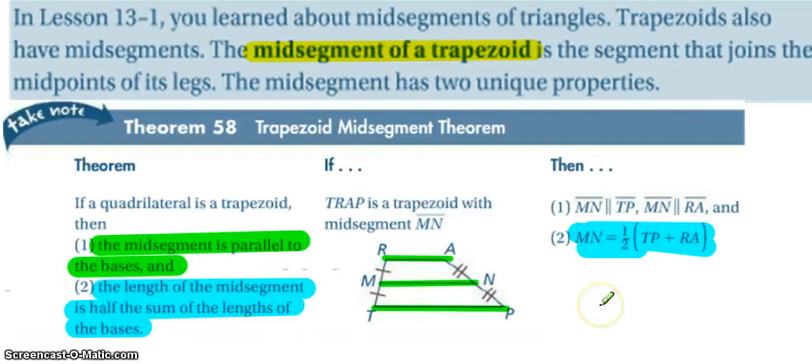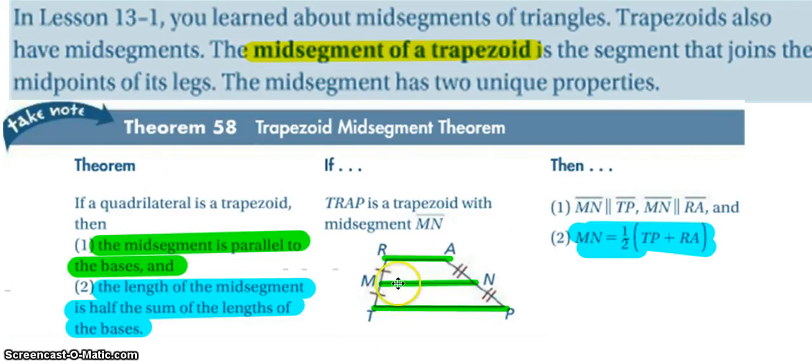So topic 13, we talked about mid-segments of triangles. Now we're going to talk about mid-segments of trapezoids. So in a trapezoid, we have a mid-segment here. So M is the midpoint of RT and N is the midpoint of AP, creating these congruent segments. And what I see is this creates two things that happen.